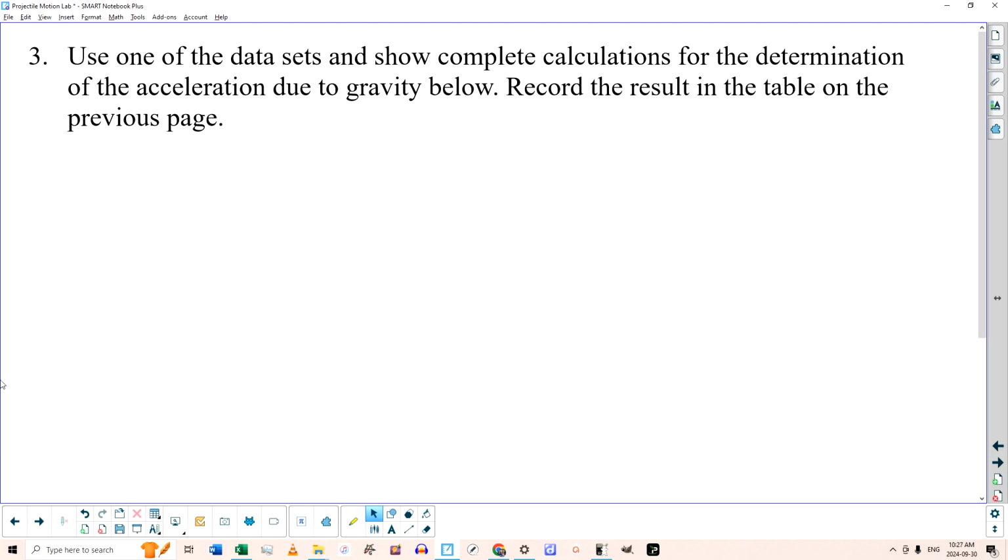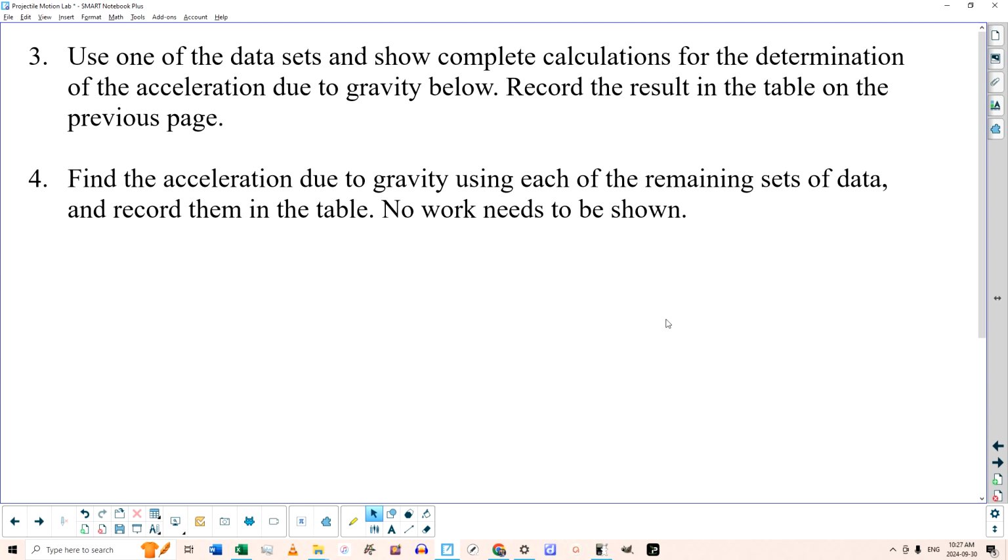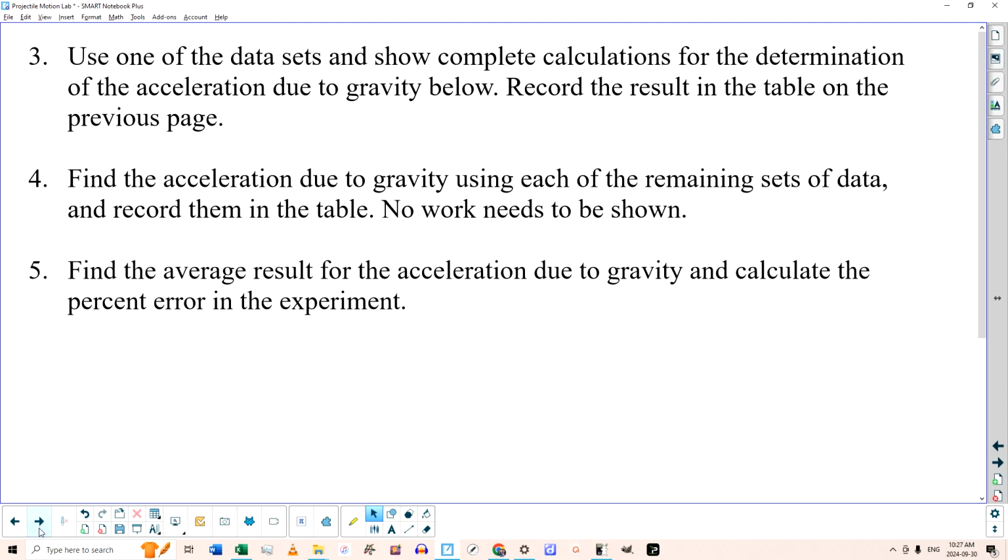In terms of the analysis, the students had to show complete calculations for one set of data and show all their work. I'm not going to write that all down. I'm just going to do it on my calculator because that's not the point of the video. The point of the video is to get to the lists analysis. They then had to find the acceleration due to gravity using each of the remaining sets of data. Whatever the set of calculations they do in number 3 here, they have to repeat 7 more times. And then they have to find the average for all 8 of their accelerations due to gravity and calculate the percent error.